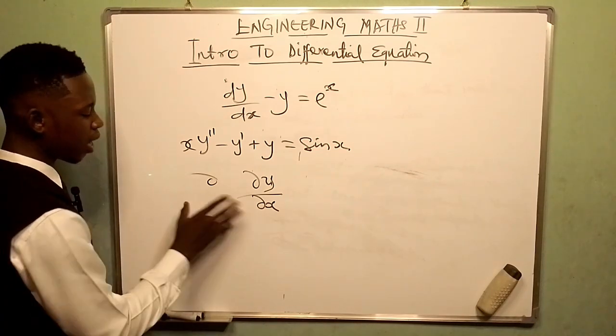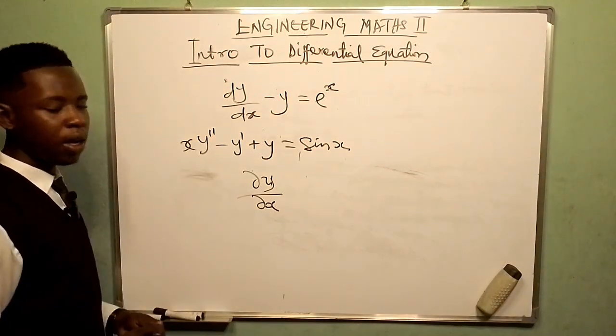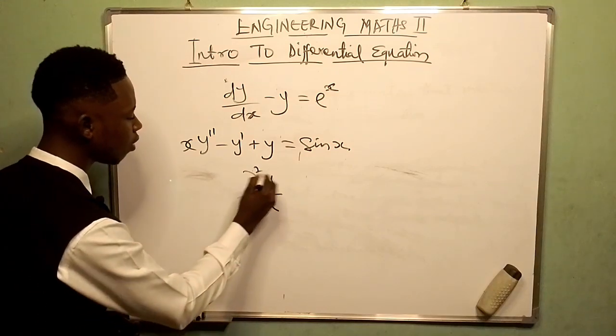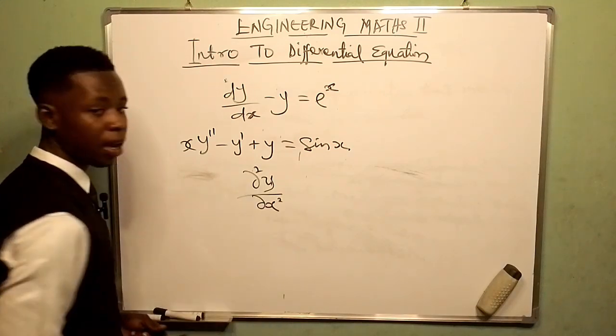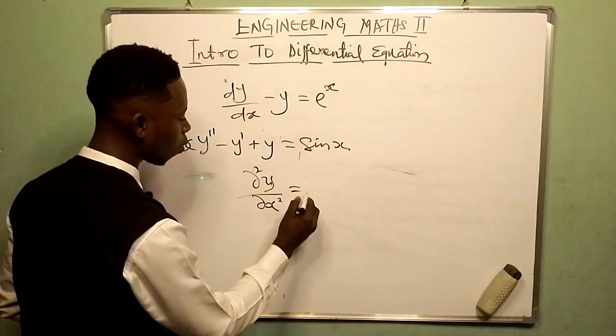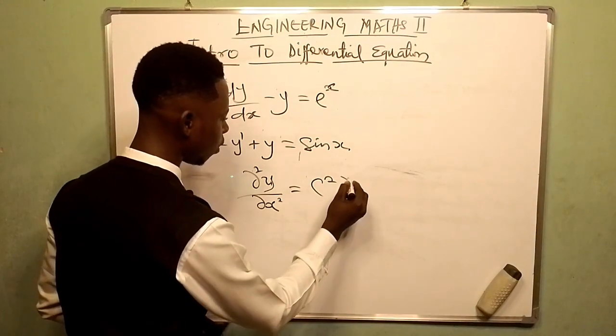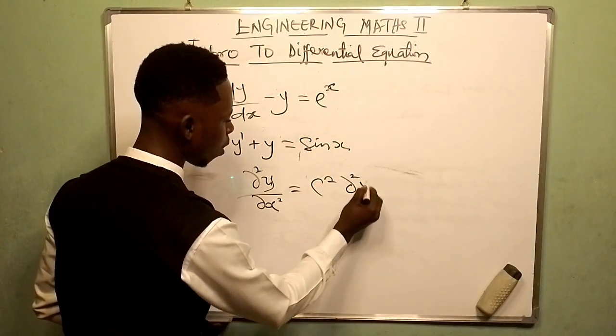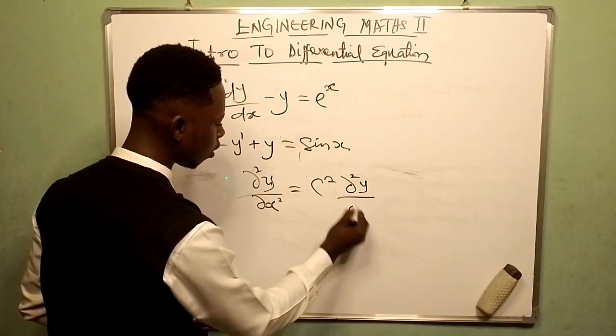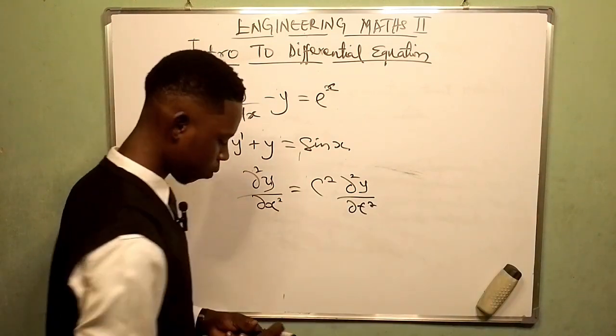But now let me give you an example of a partial differential equation. Let's assume you have the partial derivative squared of y over partial x squared equal to c squared times the partial derivative squared of y over partial t squared.